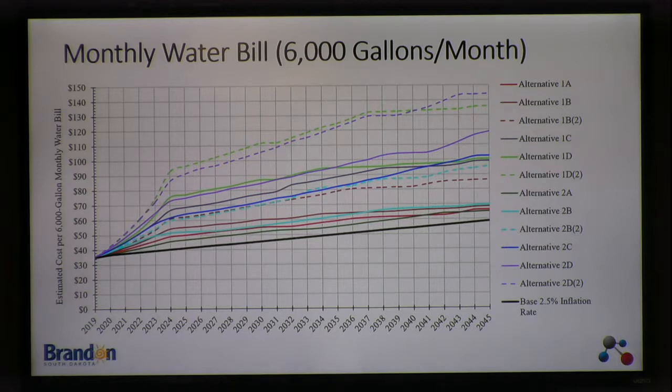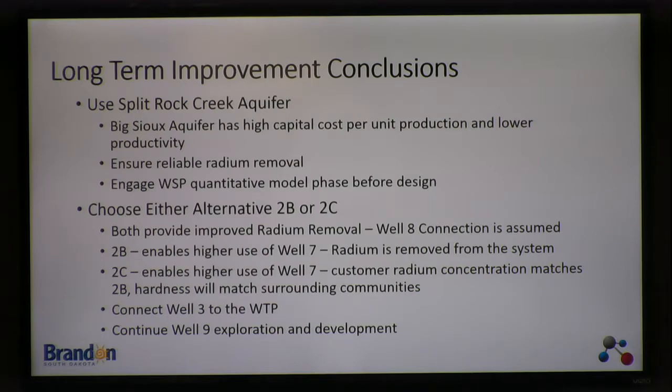So, conclusions coming from this. Engage the WSP quantitative model phase before continuing further with design of these to ensure that you have a long-term water supply. But the idea is, due to the expense of development and the productivity of wells, the Split Rock Creek options came in at a lower cost. And as long as that water can be treated to meet the requirements and goals of the community, and you have options, one of the things that came up even today is ensure reliable radionuclide removal.